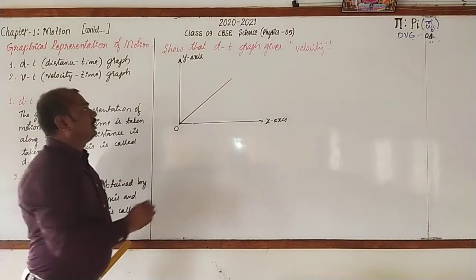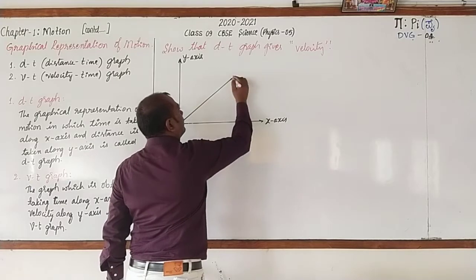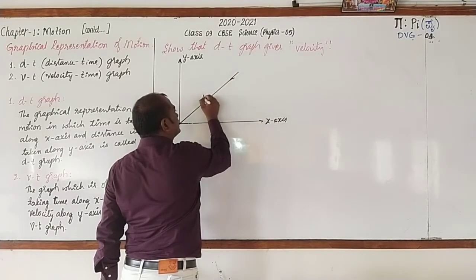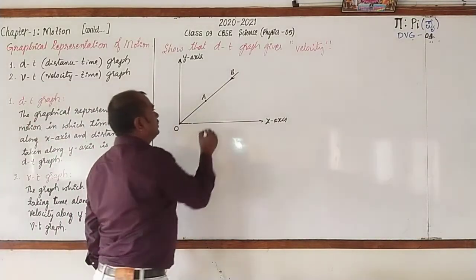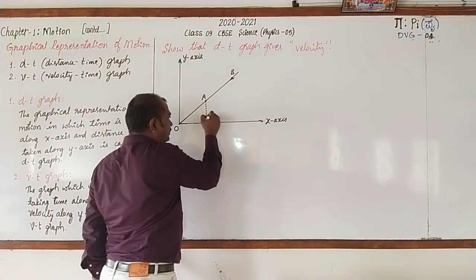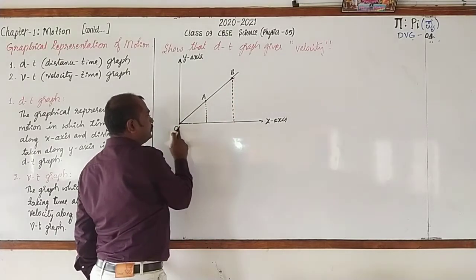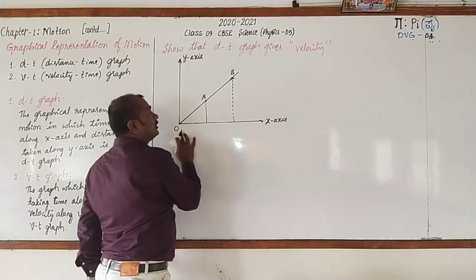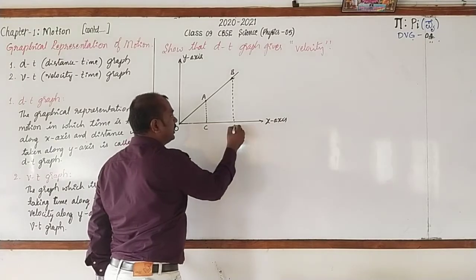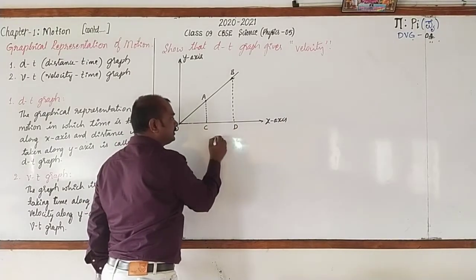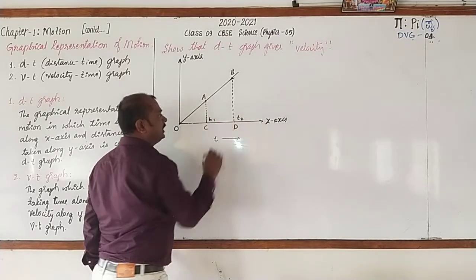Okay. Now I am going to take a part of this graph. Call this point A and this point B. Then draw the perpendicular line from A to the x-axis and from B again to the x-axis, which intersect the x-axis at two distinct points. You may call these C and D. And as it is the time axis, you can call this point T1 and this point T2.